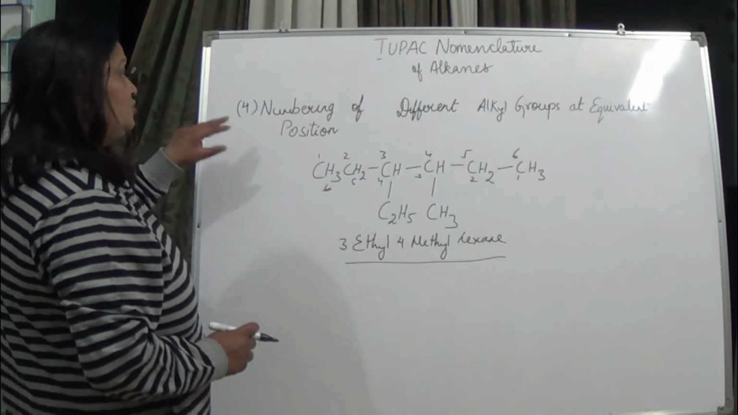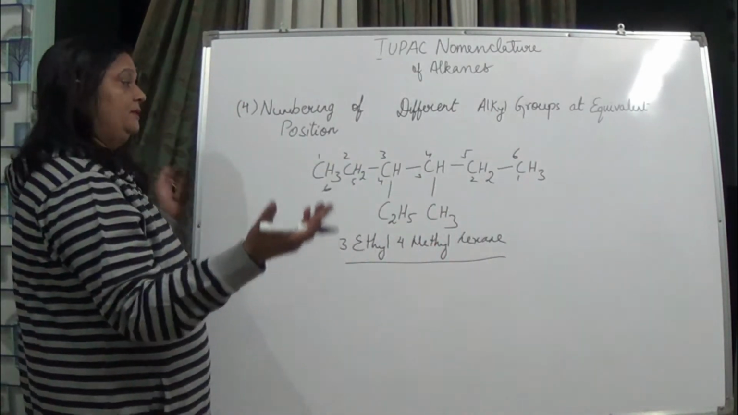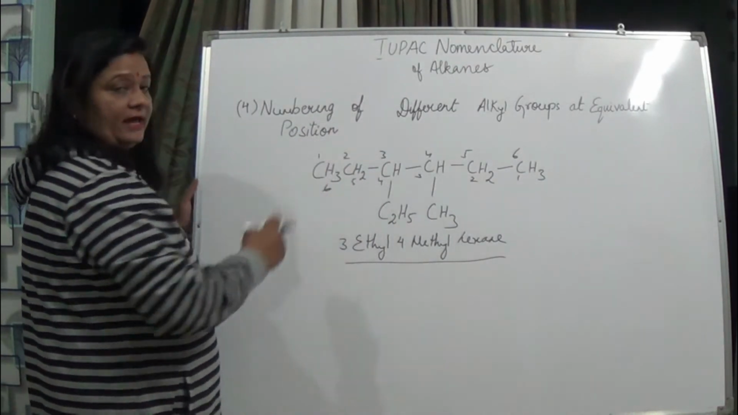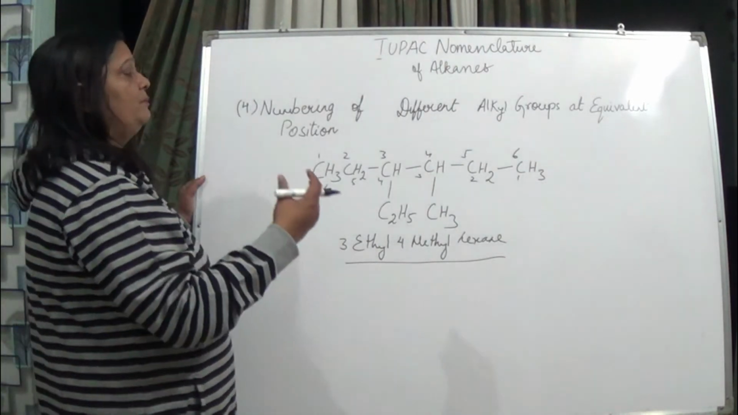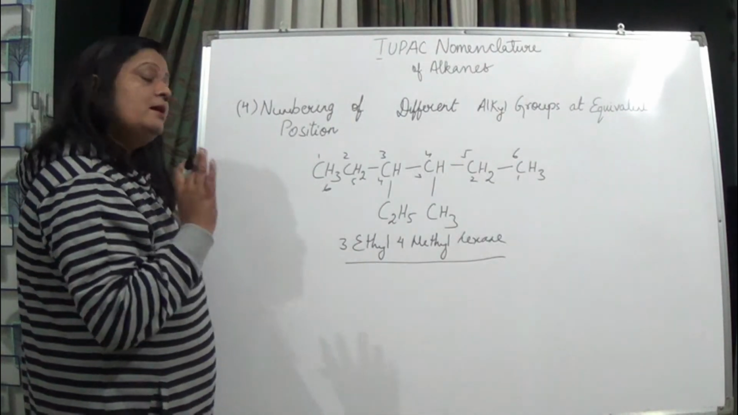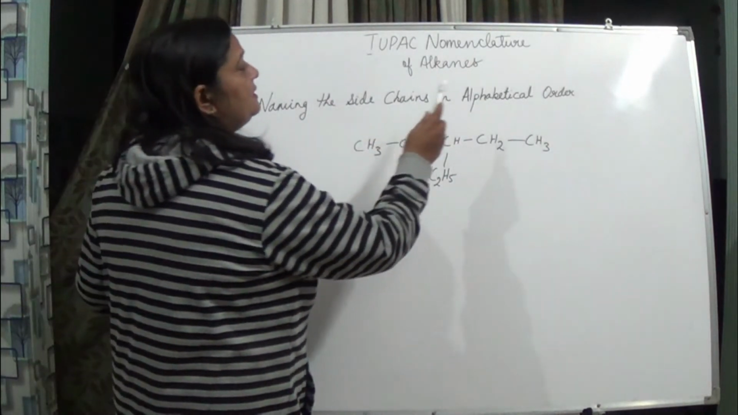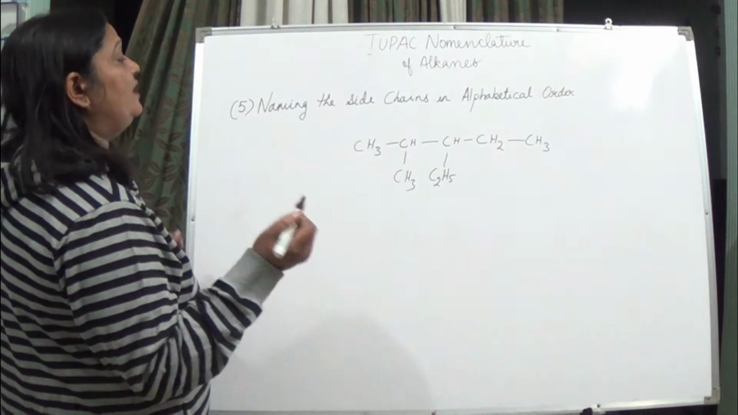Okay, this you have to remember: if ethyl and methyl are both present in the same position, you have to count ethyl first and then methyl. Okay, so this is how numbering of different alkyl groups at equivalent positions can be done. Okay, now the next rule, naming the side chains in alphabetical order. Okay, now let us understand how we have to do this.